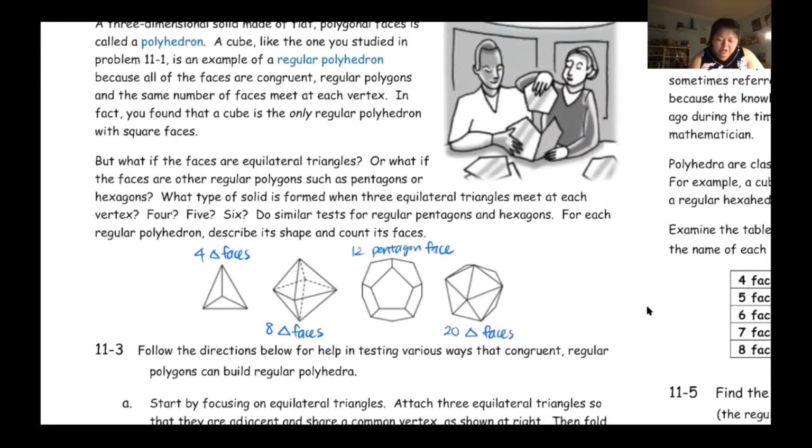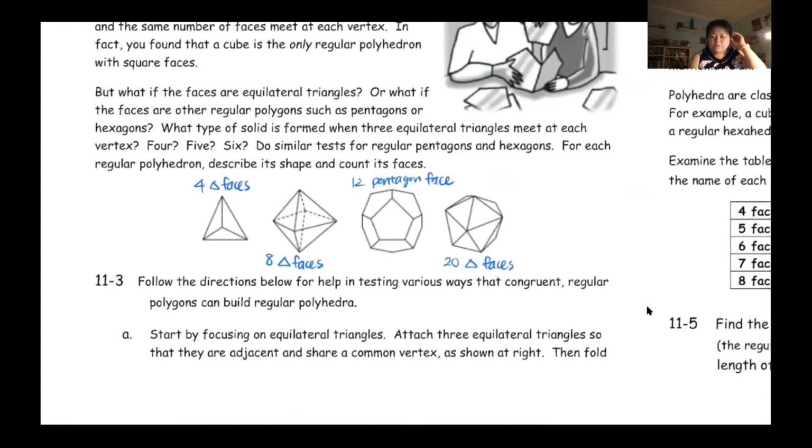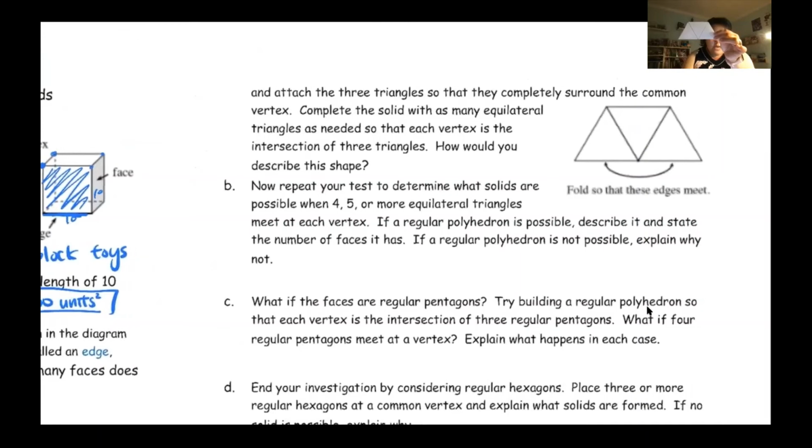All right, so it says follow directions below for help in testing various ways that congruent regular polygons can build regular polyhedra. Start by focusing on the equilateral triangle. Attach 3 equilateral triangles so they're adjacent and share a common vertex. So I have 3 equilateral triangles, and they are sharing a common vertex right here. Then it says fold and attach the 3 triangles so that they completely surround the common vertex. So I'm going to fold along these 2 lines, like it says here. Give me a minute here. Crease down on my lines.